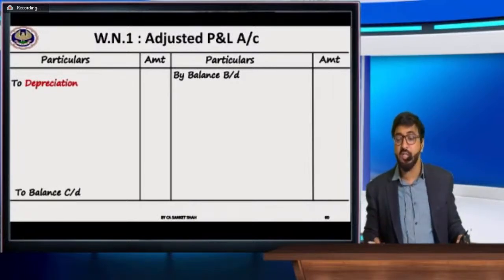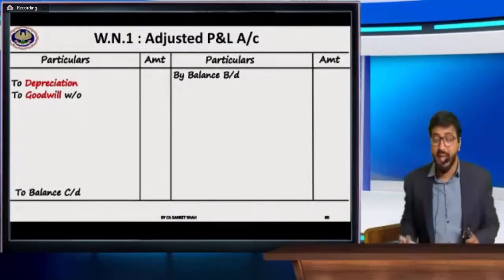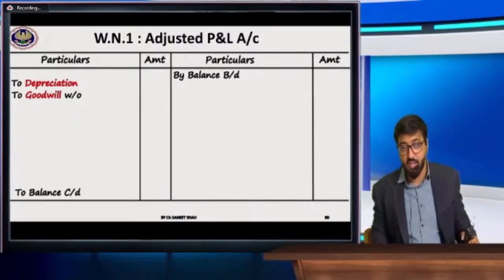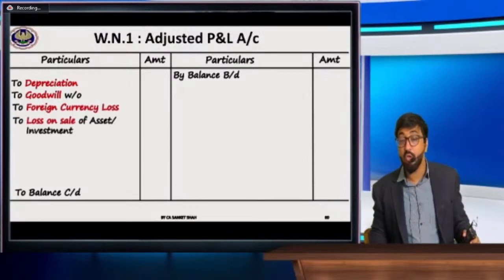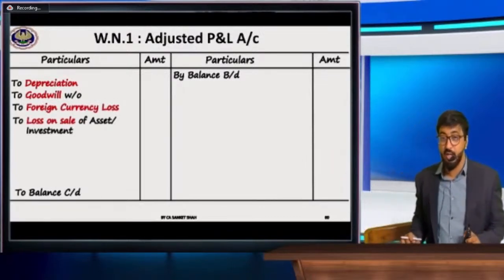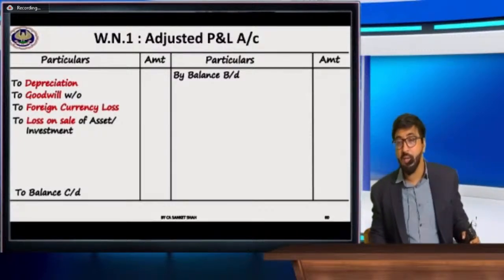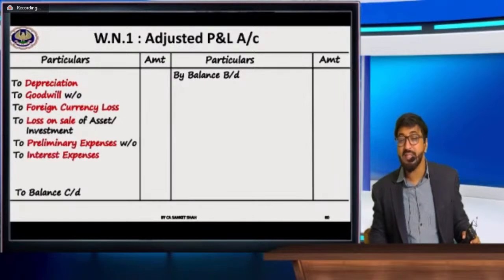Why is depreciation eliminated? Reason is very simple. Non-operating activity, non-cash expenditure. Goodwill written off is also non-cash. Foreign currency loss is also non-cash expenditure. Loss on sale of asset, because it is non-operating. This is investing activity. Preliminary expenses written off, non-cash. Interest expenses, non-cash. Financing. Income tax separated.